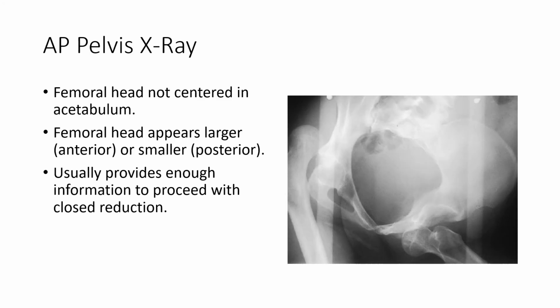Coming to the investigations, investigations will be mainly a radiograph, that is an X-ray, a CT scan, that is a computed tomographic scan, or an MRI scan, that is magnetic resonance imaging. X-ray will be an anteroposterior view of the pelvis. Femoral head will not be centered in the acetabulum. Femoral head will appear larger than the acetabulum if it's an anterior dislocation, and it will appear smaller if it's a posterior dislocation. It usually provides enough information to proceed with closed reduction.